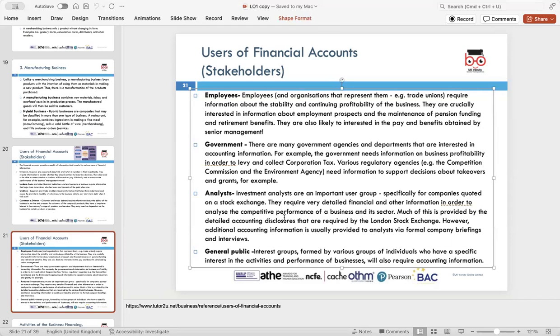Nevertheless, analysts are typically provided with additional accounting information through official corporate briefings and interviews the majority of the time. So accounting information is also required by the general public, which includes interest groups. These interest groups are formed by various groups of individuals that have a specific interest in the operations and the performance of enterprises.